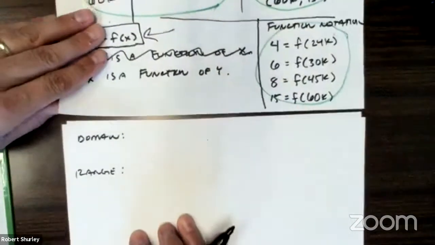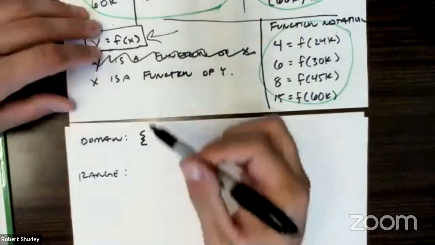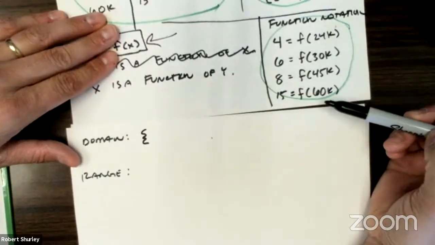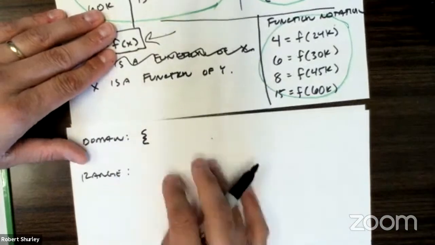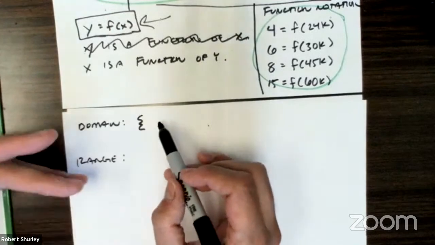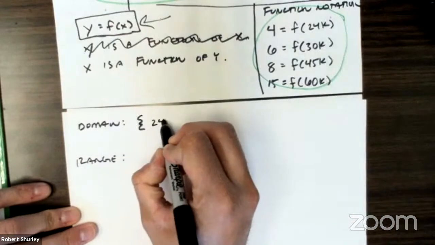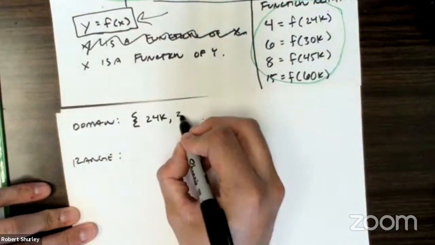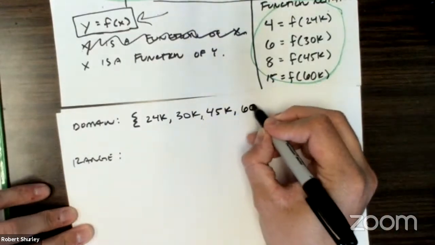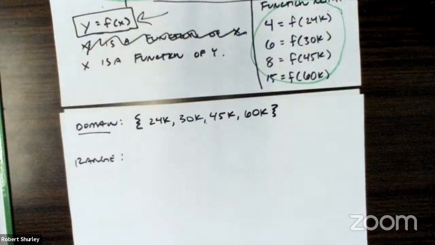If it asks for the domain and the range separately, it's asking for the set of domain values. So if we go back up here, our domain values are 24K, 30K, 45K, and 60K. If you're going to write a set of numbers, you use this squiggly bracket. Typically with numbers, we write them in ascending order, right? So the smallest is 24K, the next biggest is 30K, the next is 45K, and lastly we've got 60K. That would be the domain of this function.